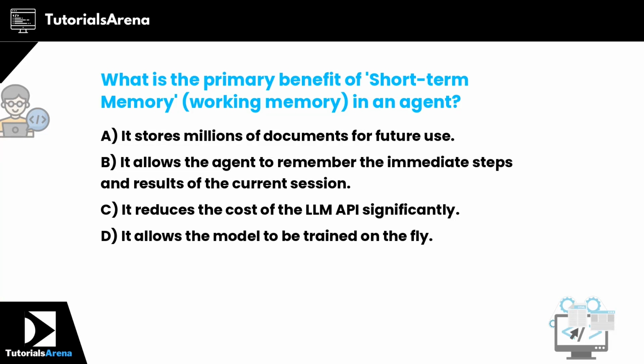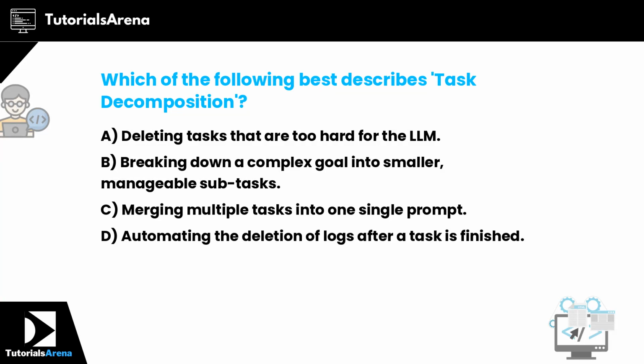What is the primary benefit of short-term memory, or working memory, in an agent? The correct answer is option B. It allows the agent to remember the immediate steps and results of the current session. Which of the following best describes task decomposition? The correct answer is option B, breaking down a complex goal into smaller, manageable subtasks.